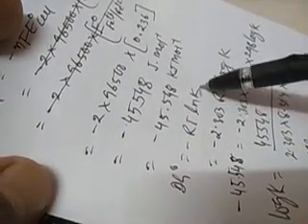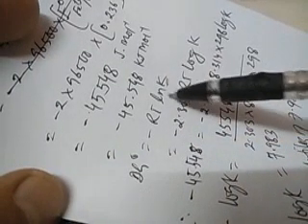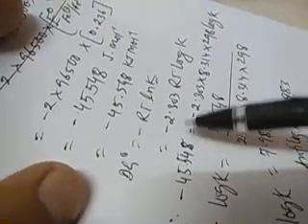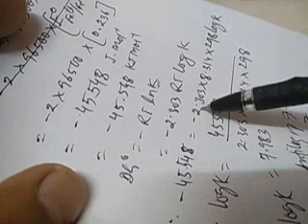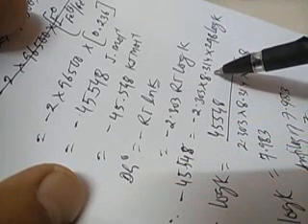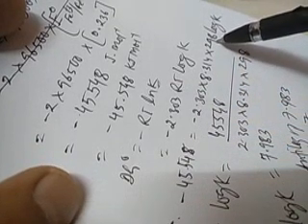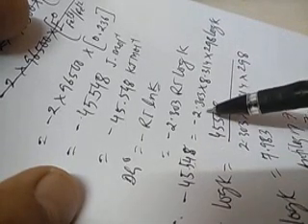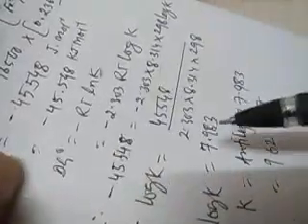If we want to find K, we know that delta G0 is equal to minus RT ln K. Or we can write minus 2.303 RT log K. So minus 45.548 is equal to minus 2.303 multiplied by 8.314 into 298 log of K. Therefore log of K is equal to this value divided by all these values. And finally we get log of K equal to 7.983.